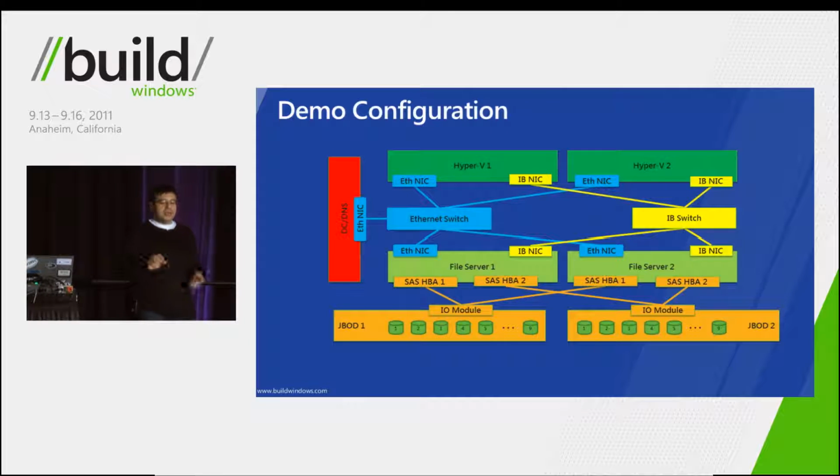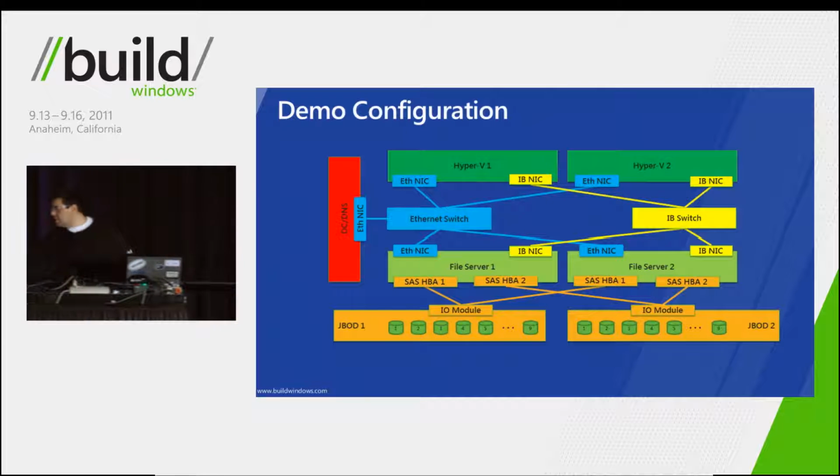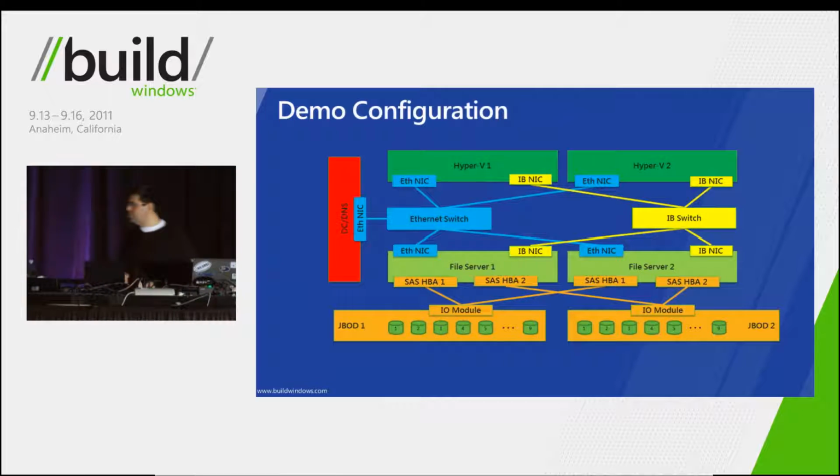Specifically in this case, I'm using JBODs connected to the file servers. Of course, if I'm using JBODs connected there, I'm using storage spaces, in this case cluster storage spaces, as my storage stack. And then it goes up to the file server, and then you have SMB, and then you go to Hyper-V on the other side. And we're using 2 clusters, 1 file server cluster and 1 Hyper-V cluster. OK? So let me switch over here to my demo box.